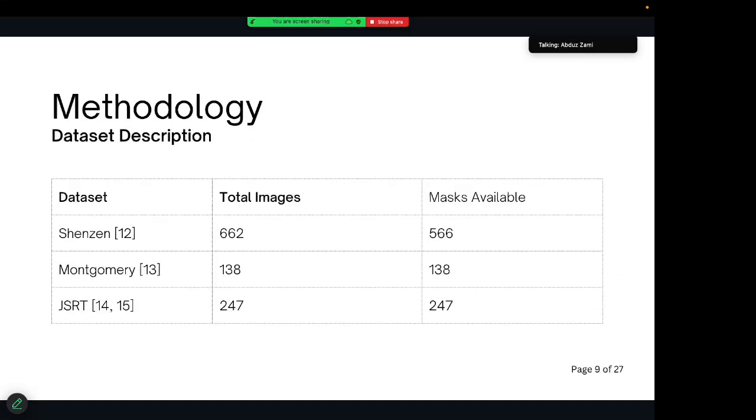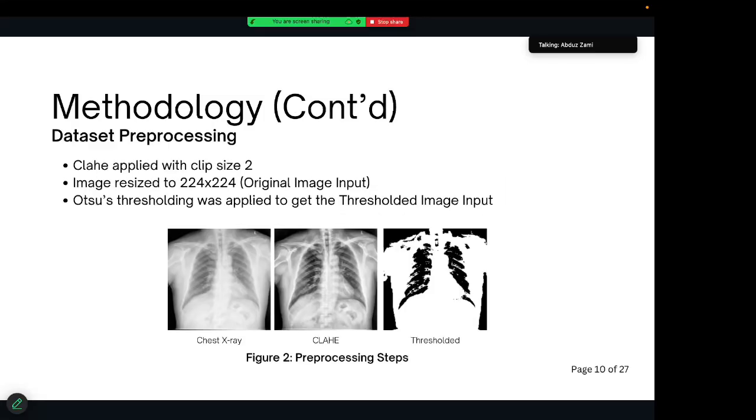These are the datasets that we utilized: the Shenzhen, Montgomery, and the JSRT dataset. These are the pre-processing steps. First, we applied CLAHE with clip size 2, and then this image was resized to 224 by 224, and it was taken as the original input. Then Otsu's thresholding was applied to it, and we get the thresholded image from it. I should tell you that our model actually has two inputs, and these are those two inputs.